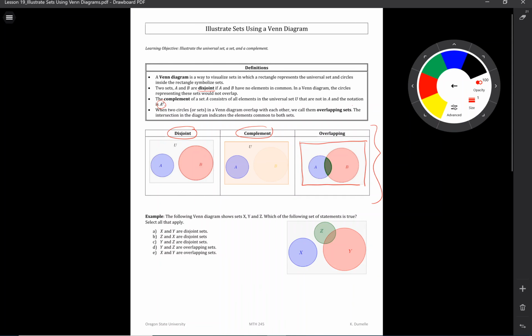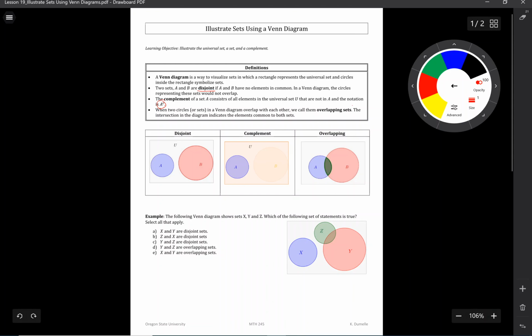That's the complement. And when two circles or sets in a Venn diagram overlap with each other, we call them overlapping sets. So if they have anything in common between the two sets, they have this overlap. And the intersection in the diagram indicates the elements common to both of these sets. These examples are a pretty good way to understand what these different definitions mean. So again, disjoint means no elements in common. Complement means everything in the universal set that's not in our set. And overlapping simply means that they have some elements in common.